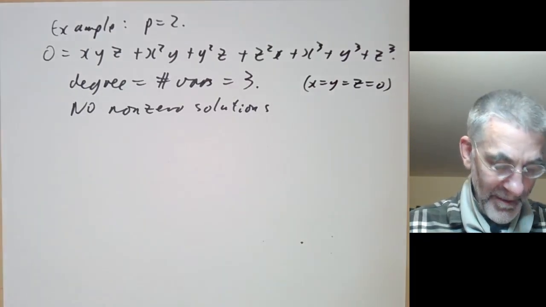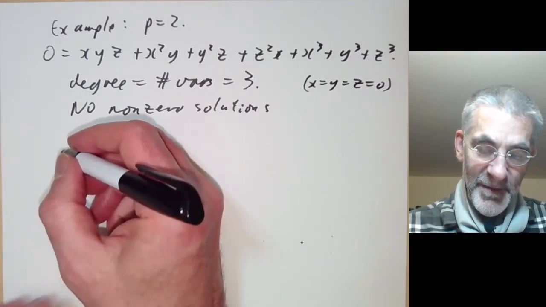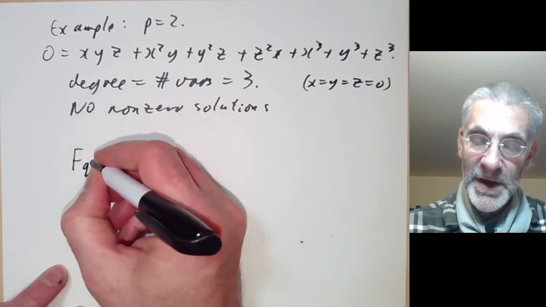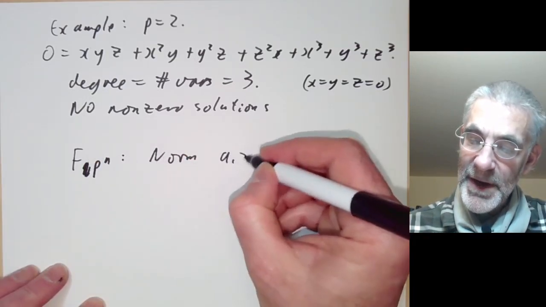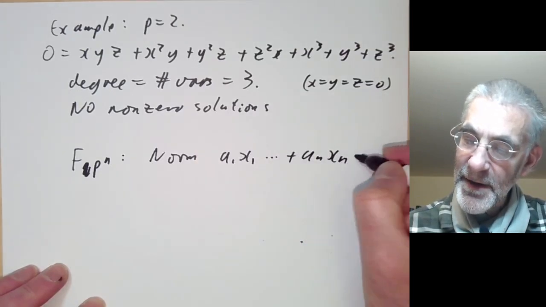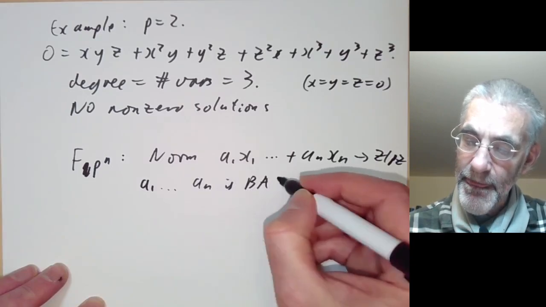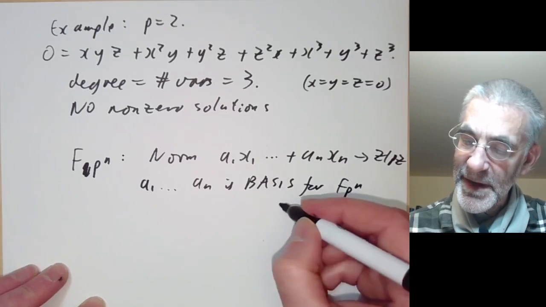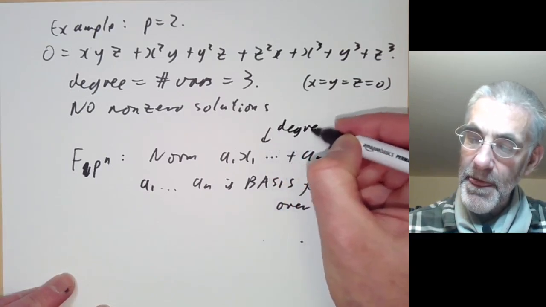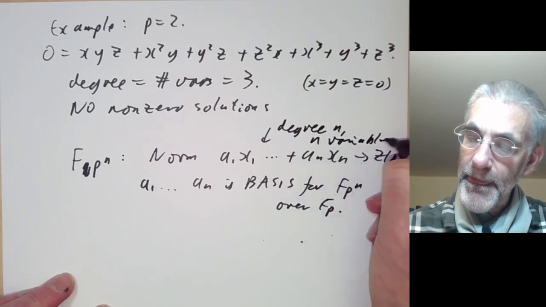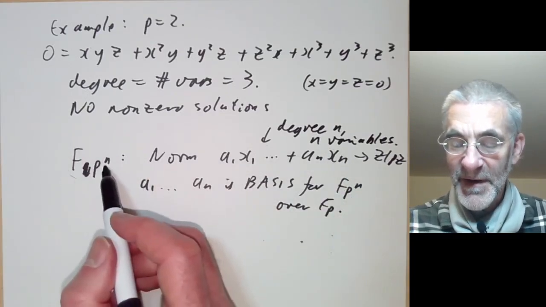More generally, you can give an example for any prime where the degree is equal to the number of variables. For this, we need to know something about finite fields of order p to the n. So if I take the finite field of order p to the n, it's got a norm which takes a1x1 plus ... plus anxn to Z modulo pZ. Here, a1 up to an is a basis for the finite field F_p^n over F_p. And then the norm has degree n in n variables, but has no non-trivial solutions, because the norm of a non-zero element of this finite field is non-zero.